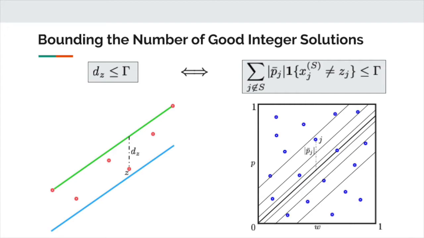Now, just quickly, this picture on the right side here is actually each of the variables or items plotted by their weight and their profit. So the key observation here is that for any good 0, 1 solution z, its vertical distance from this curve f of b is exactly the sum of the absolute reduced costs of all of the 0, 1 variables that are different in z than the LP optimal solution that achieves this value f of b above z.